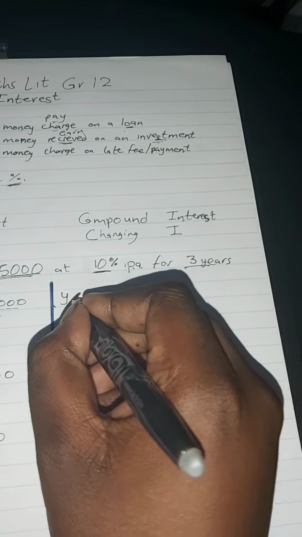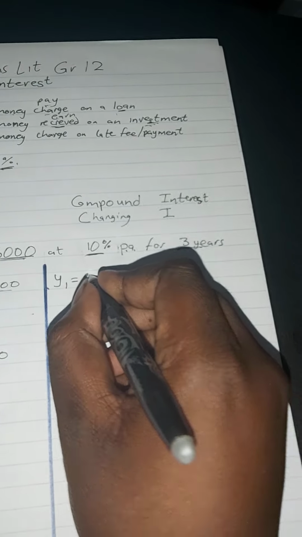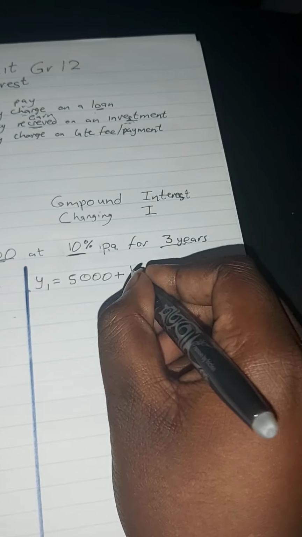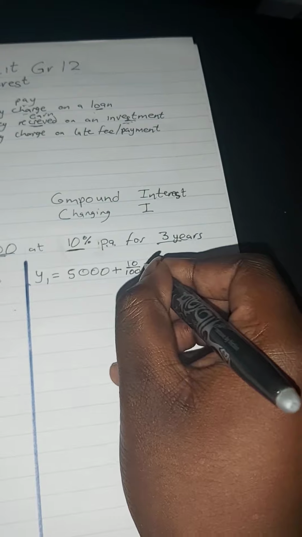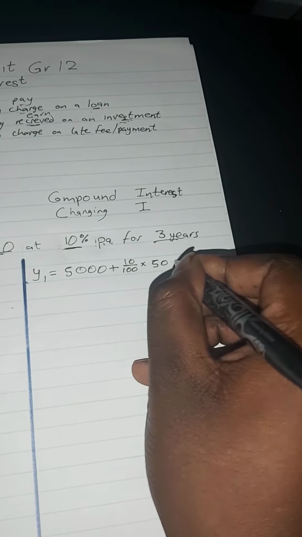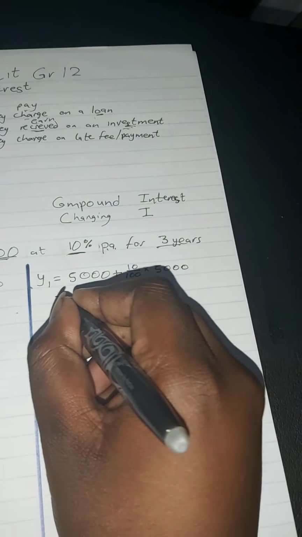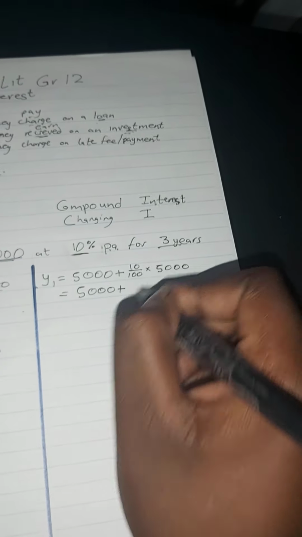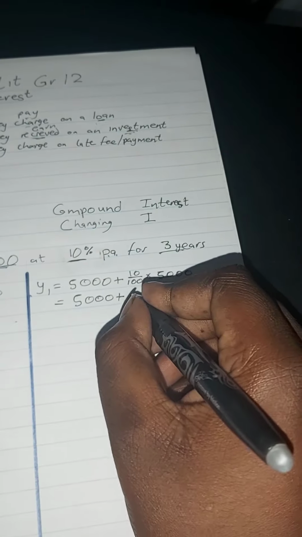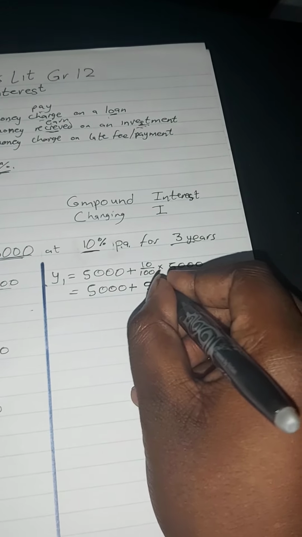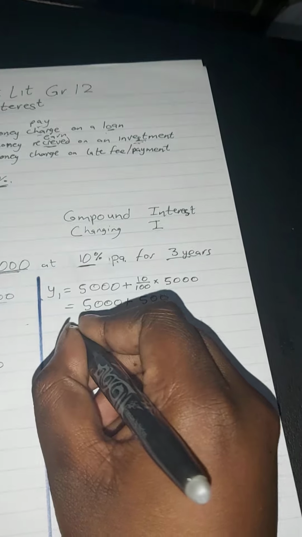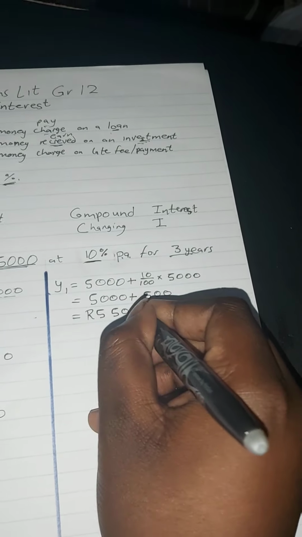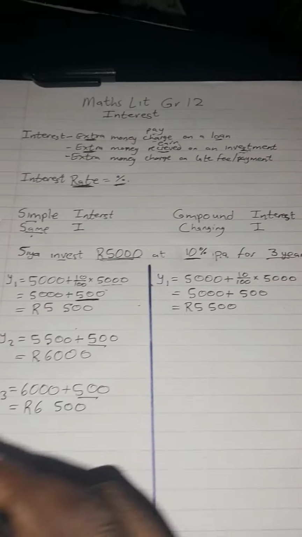So compound interest, year one, we have 5,000 rands plus 10% of the 5,000 rands, which is going to give us 5,000 rands plus 500 rands. And therefore, our money at the end of year one is going to be 5,500.